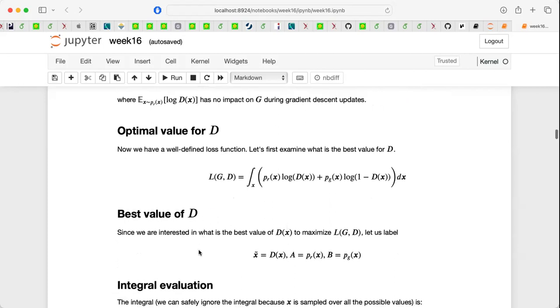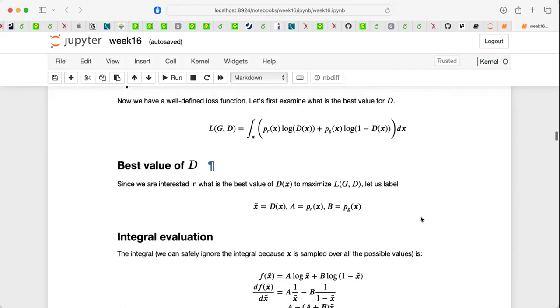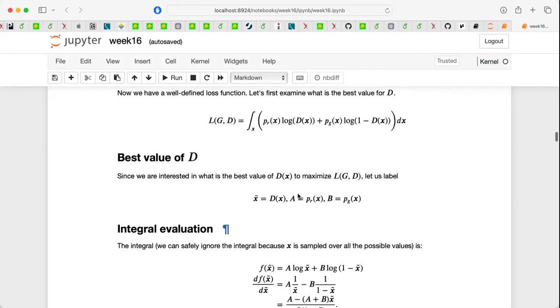So the best value for this function, when we now introduce this variable, so this x tilde is nothing but this D of x. A is just short for this probability, which reflects the real data. And B is the probability which is now produced by the probability distribution which we have defined in order to set up the generator. So if we now look at the integral which you have here, you can actually safely ignore the integral sign here because x is sampled over all the possible values.